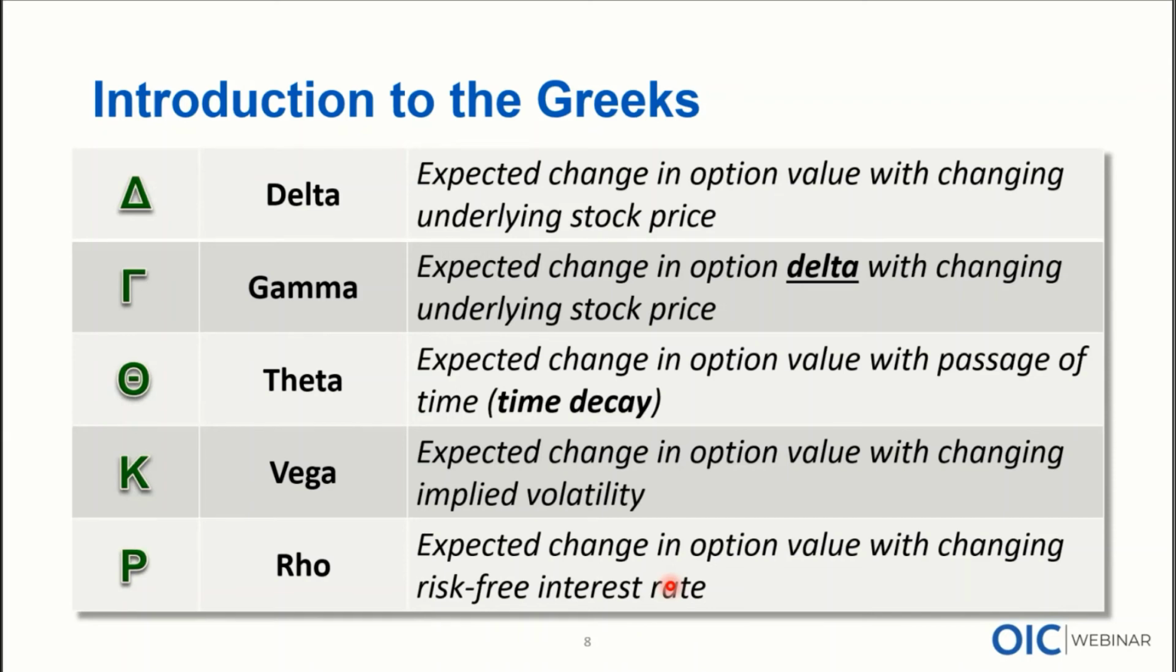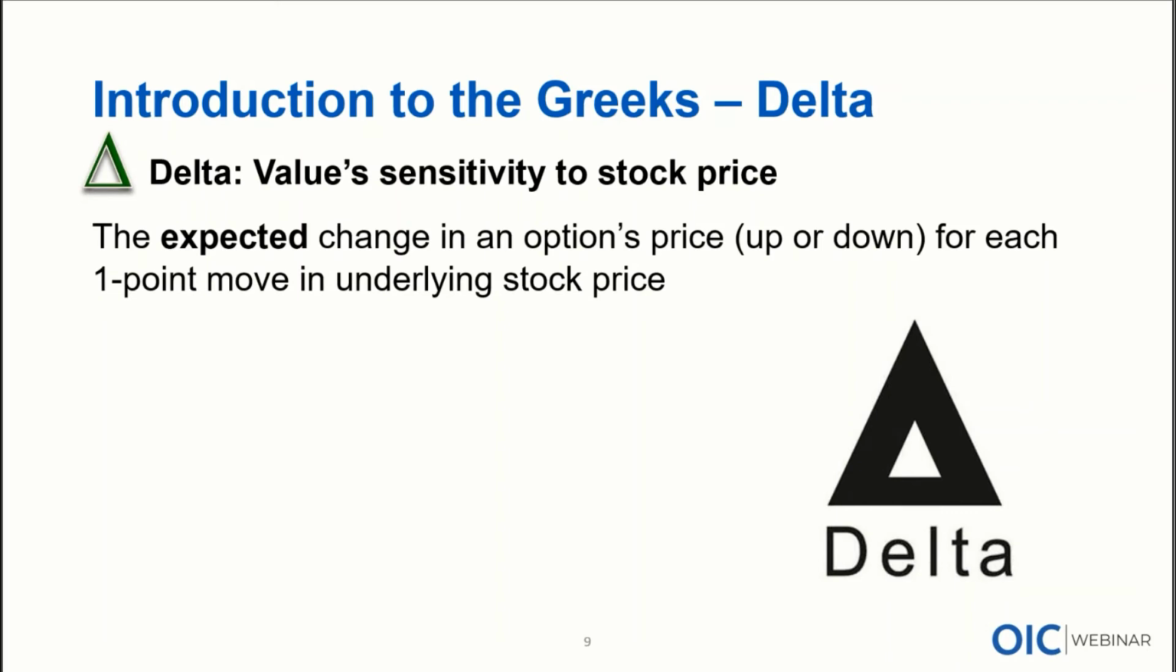What would the option value do? So rho doesn't play too significant of a role when you're analyzing your exposures. It's really going to come down to these 3 today, starting with delta. This is the option value's sensitivity to stock price movements.